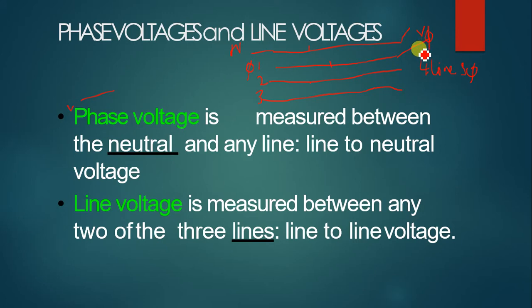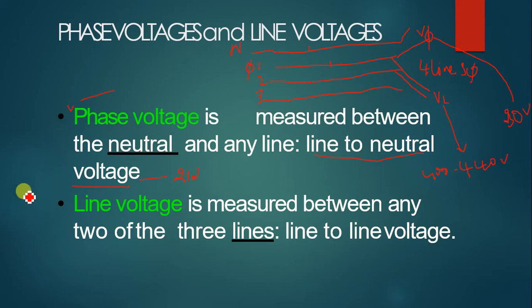Similarly, line voltage is the voltage that is measured between any two lines, that is, between phase 1 and 2 you can measure, that is called VL, line voltage. The line to neutral voltage is generally in the order of 230 volts for our home. Coming to line voltage, it is 440 volts, about 400 to 440 volts.